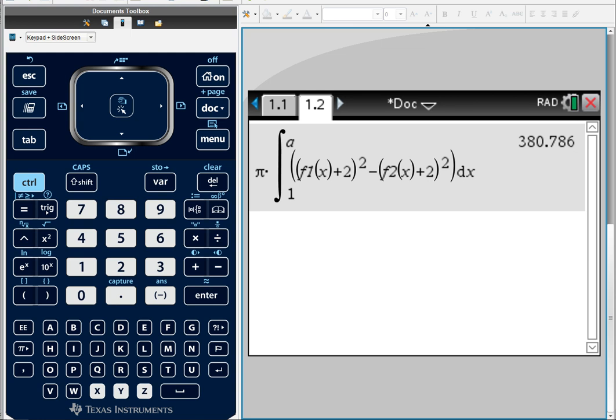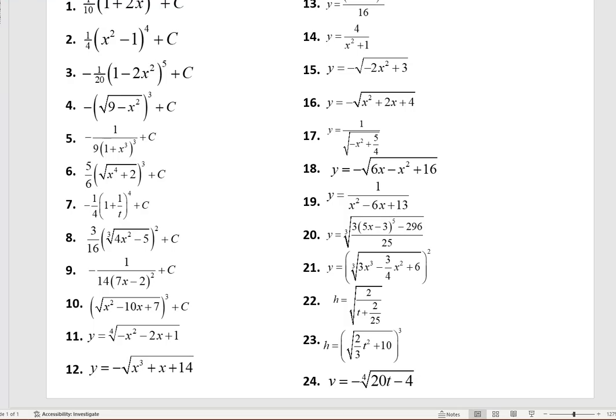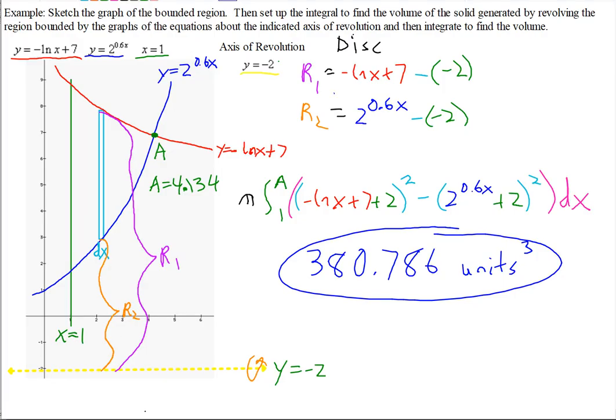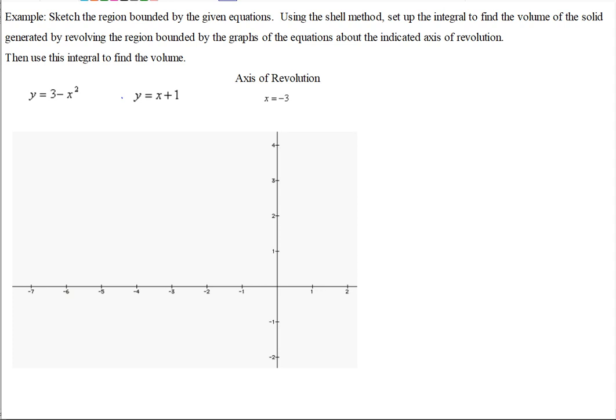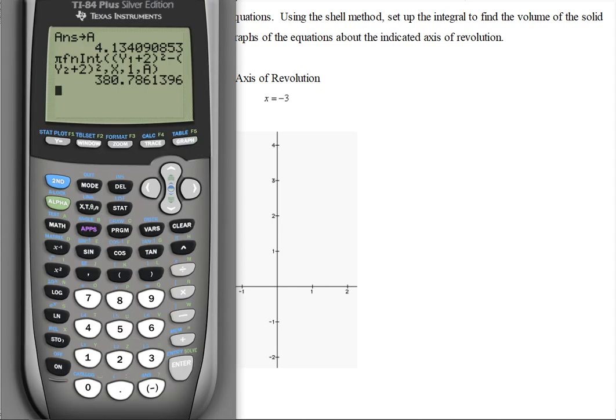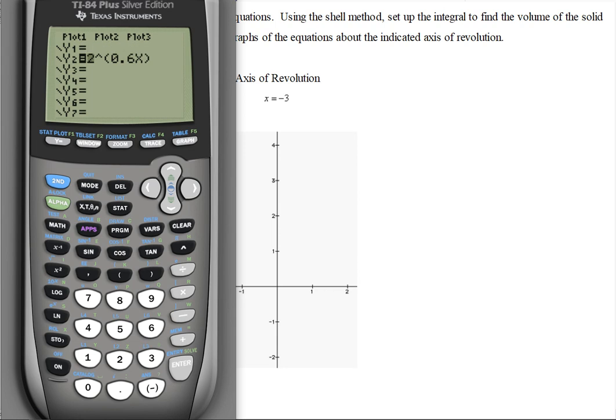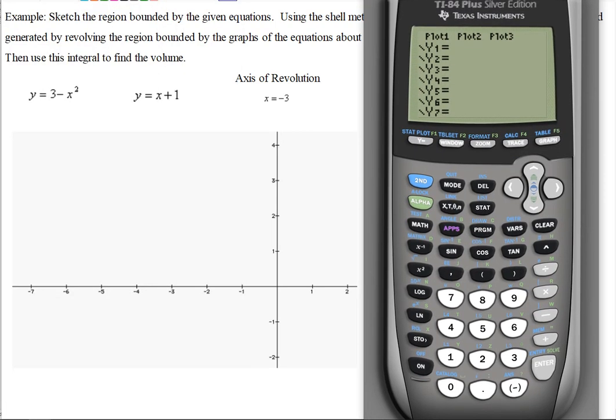All right, let's take a look at the next problem now. Also with calculator. This one you could do without calculator, but we're going to use the calculator on it to make our integral a little easier. So let's go ahead and enter these in here. So y equals, I'm going to clear these out. And for y1, 3 minus x squared. And for y2, x plus 1.